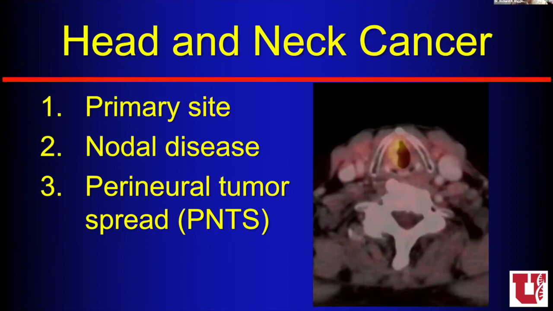We want to look for lymph nodes. Are there regional lymph nodes? Almost half of those cases may have a positive lymph node somewhere on that case. And we want to look for perineural tumor spread. If that patient has perineural tumor spread that's crawling all the way back and touching the pons, he's probably not a very good surgical candidate anymore.